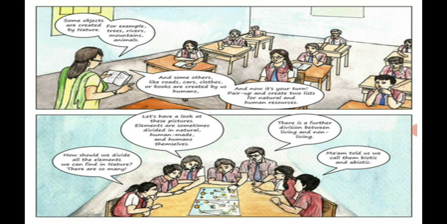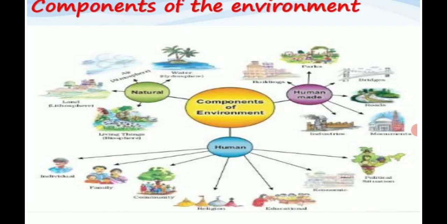Okay, so why is our environment changing then? It's all because our needs are increasing. When our needs increase, we start modifying and using nature, and we are damaging the nature which is around us more and more. So, from the above conversation, you understood that the place, people, things, and nature that surround any living organism is called environment. Now, let us look at the components of the environment in the picture. Here you have natural, human-made, and human.